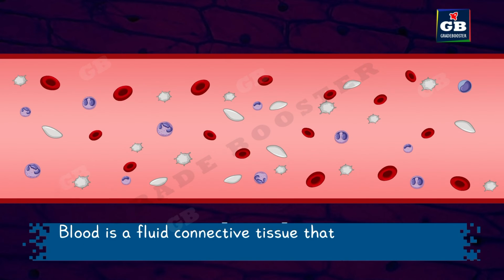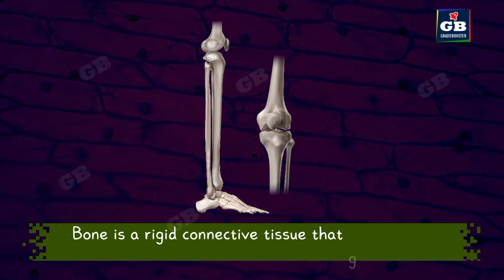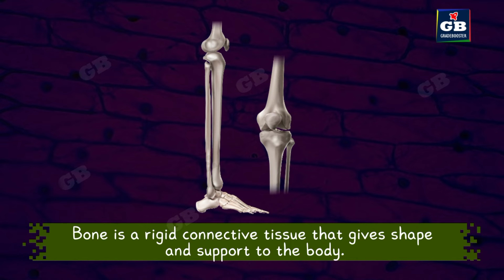Blood is a fluid connective tissue that helps connect different parts of the body. Bone is a rigid connective tissue that gives shape and support to the body.